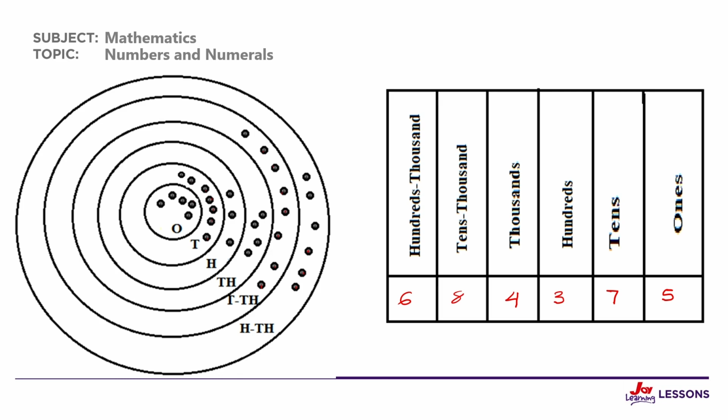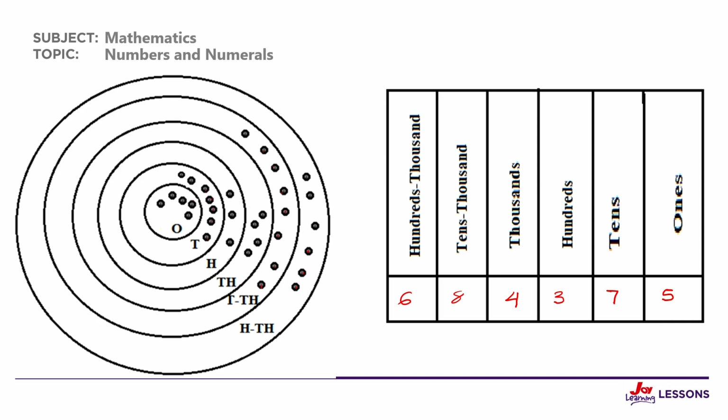What will be the value of that? Yes, good. Then what about the 8? We have 8 of the marbles under the tens of thousand. So what will be the value of that 8 marbles over there? I believe you are saying 80,000. Good. Then what about the 4 under the thousands?